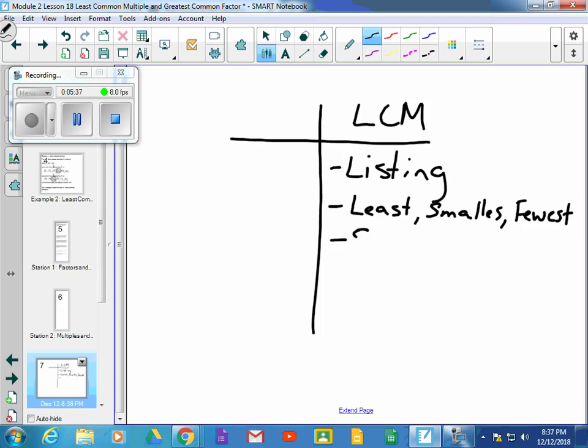Another clue is that these problems usually involve some kind of scheduling. Like, when will they be at the same place at the same time again? And the classic least common multiple question deals with hot dogs and buns.